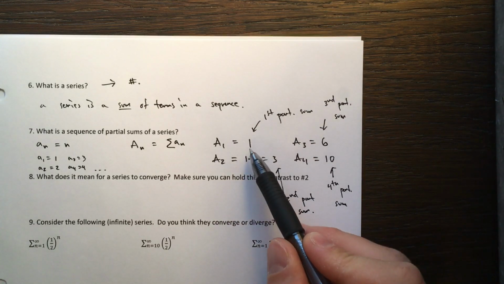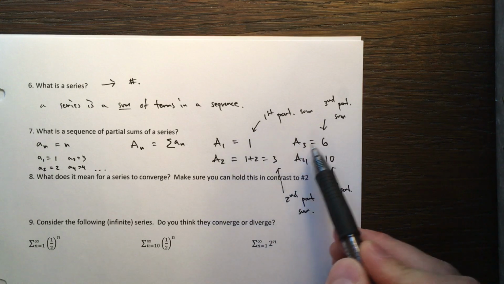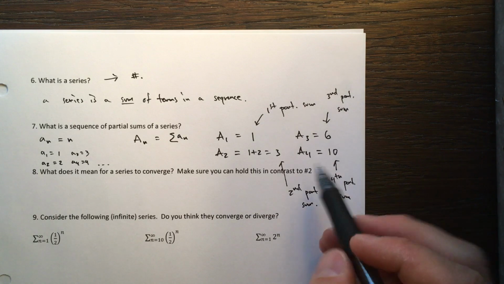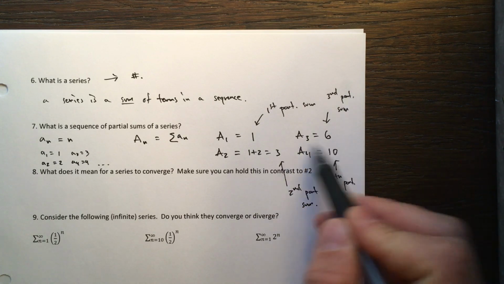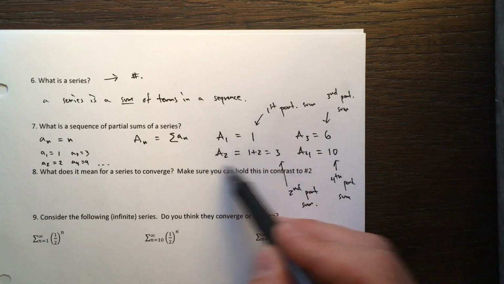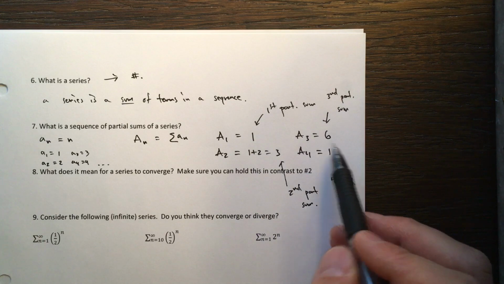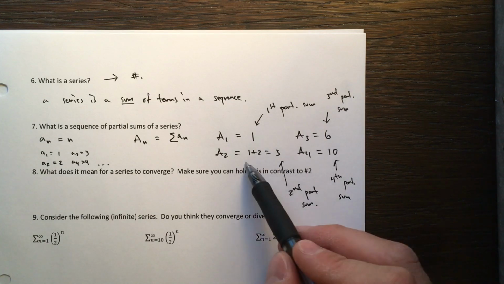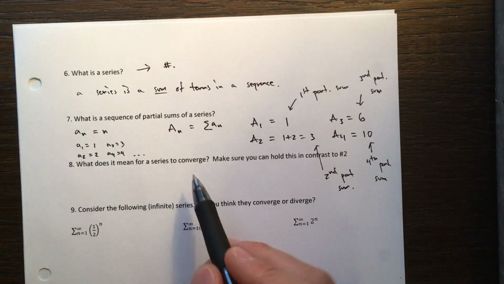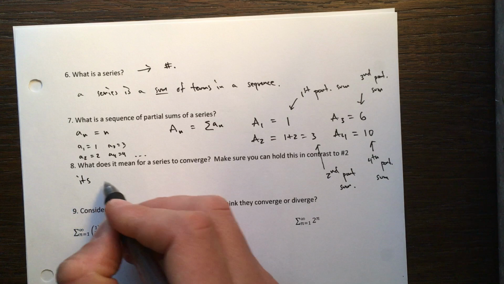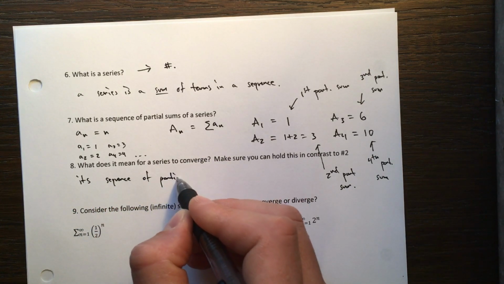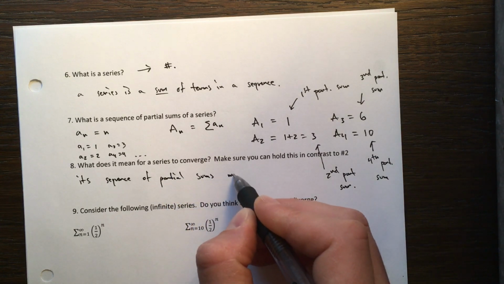Now you can see that's a sequence as well, because 1, 3, 6, 10 is now a function. But the actual series, maybe it's a finite series of 4 terms, is just 10. The actual series, maybe it's a finite series of 2 terms, is just 3. Usually we talk about infinite series, so we're interested in adding up all of these terms. What does it mean for a series to converge? So in order for a series to converge, its sequence of partial sums must converge.